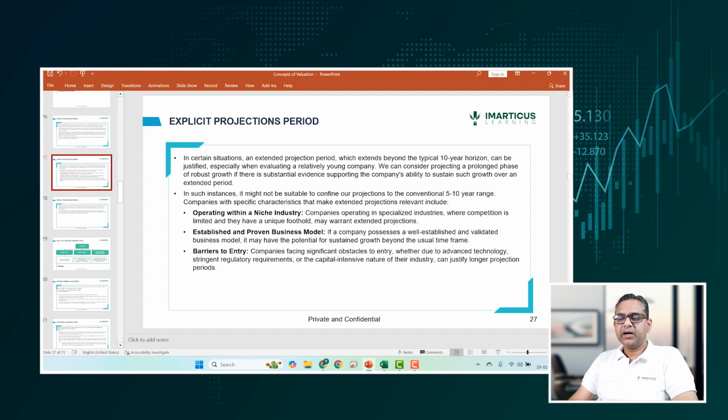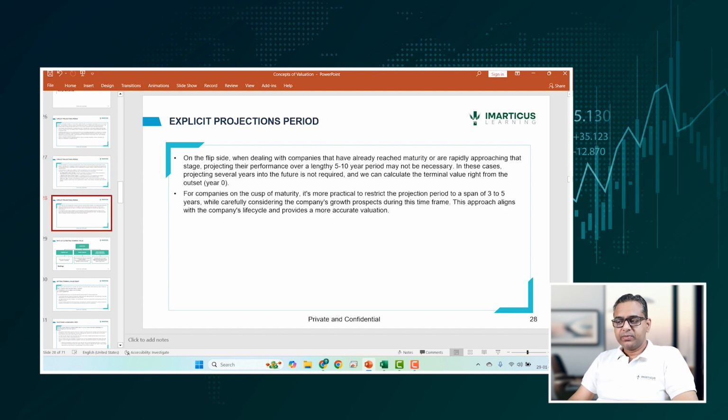rate. On the flip side, when dealing with companies that have already reached maturity or are rapidly approaching that stage, projecting their performance over a lengthy 5-10 year period may not be necessary. So in some cases, we may not even do 5-10 years for the companies which have already reached maturity or are rapidly approaching that stage, right? So, for example, huge FMCG companies like HUL, Nestle, we cannot expect them to have a high growth rate for 10 years. So maybe a shorter projection period is warranted in such cases.